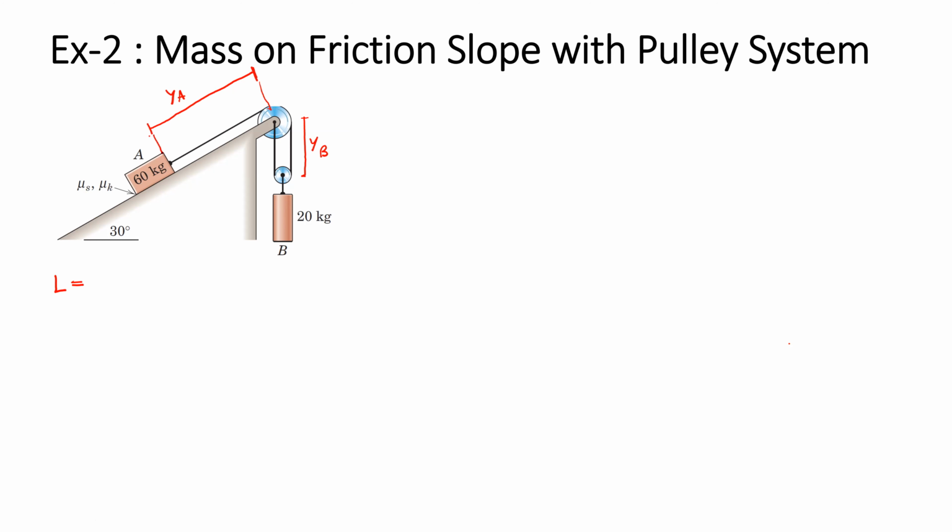the length of the loop is equal to YA plus a constant here and plus a constant here and plus YB in the downward direction and YB in the upward direction. So the total length of the loop should equal YA plus 2YB plus a constant.